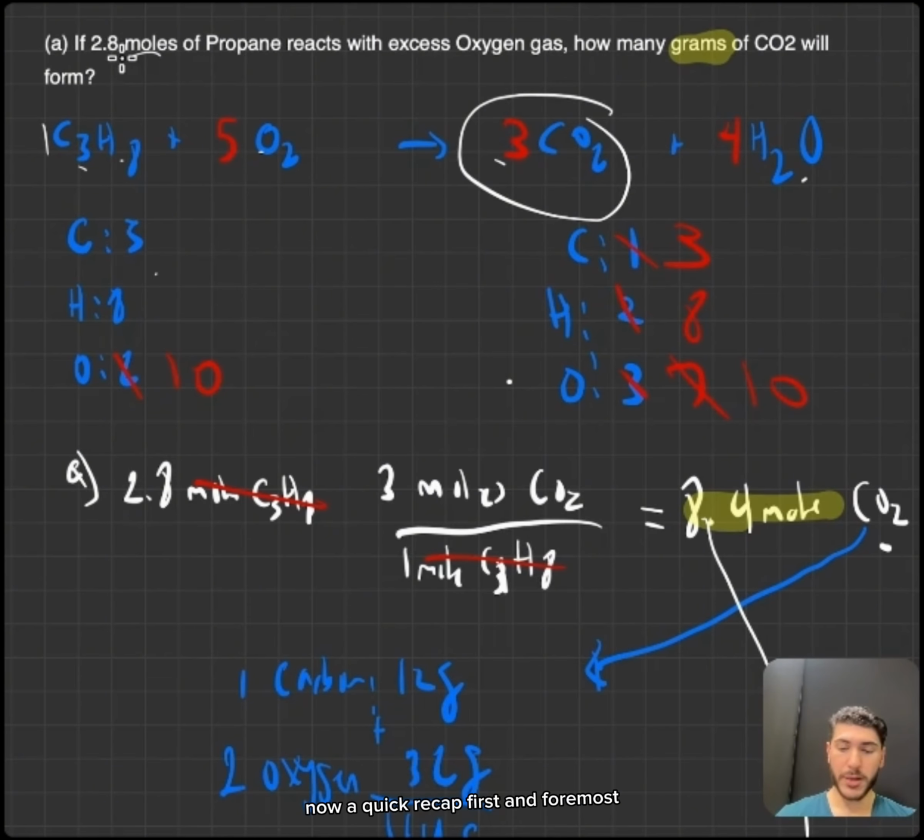Now, a quick recap. First and foremost, when you get a problem like this with stoichiometry, you have to get your balanced equation. After you get your balanced equation, you have to use your mole ratio to convert the moles, and you have to reread the question to make sure whether they're asking in moles or in grams. After that, convert it into the desired units, and that'll be it.